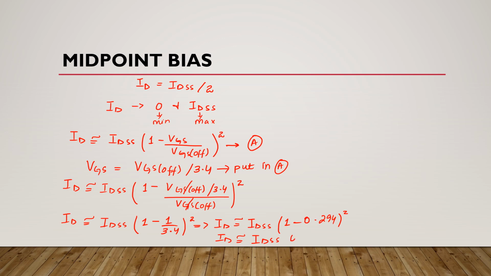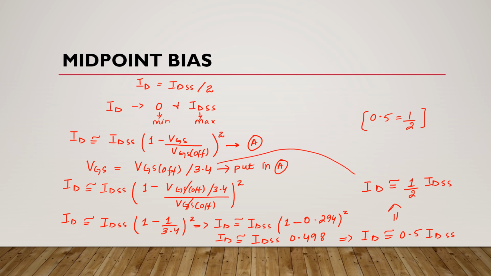IDSS times 0.498. It means it can be written like this: drain current approximately equal to 0.5 IDSS. We know that 0.5 means half. It means here we can say this drain current is approximately 1/2 of IDSS when this gate to source voltage is equal to cutoff voltage divided by 3.4.